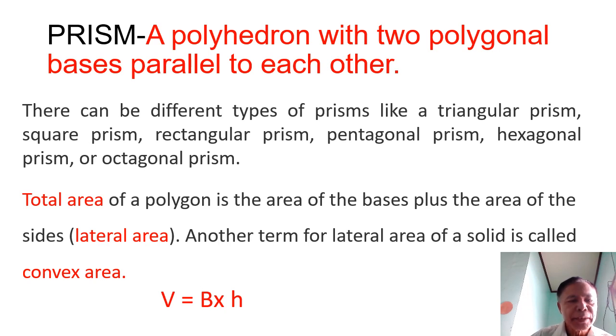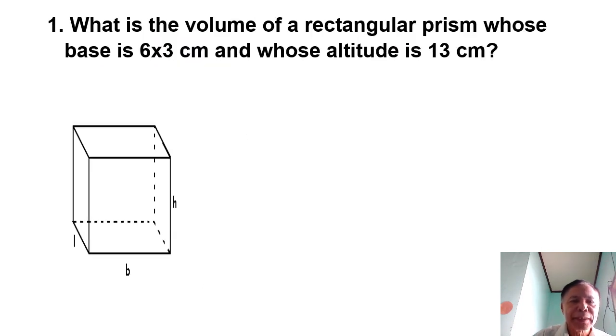The area of the sides is known as lateral area. Another term for the lateral area of a solid is convex area. But generally, the volume is equal to base times height. So we'll take up an example.